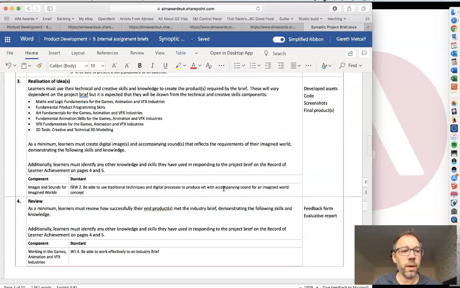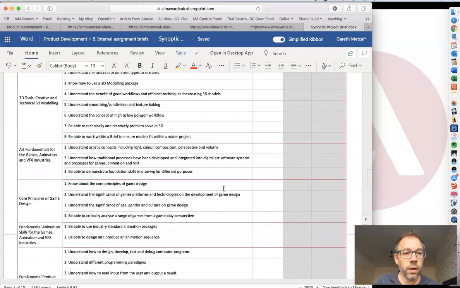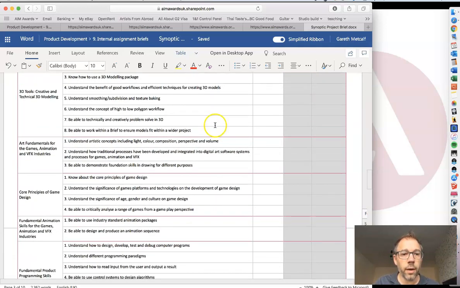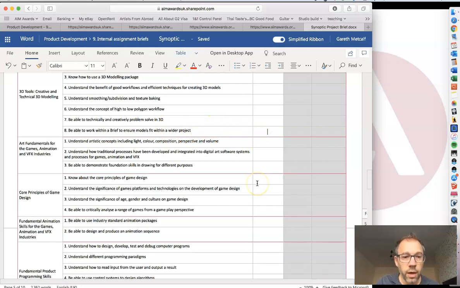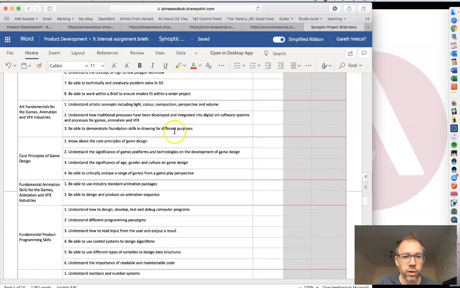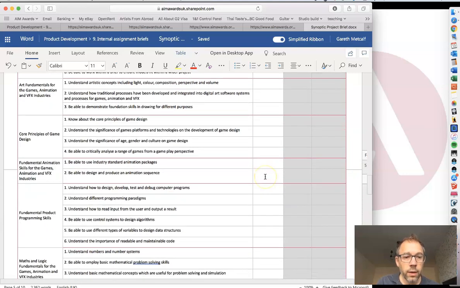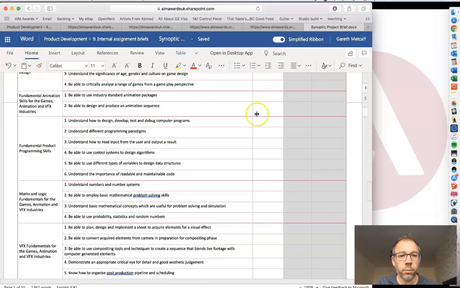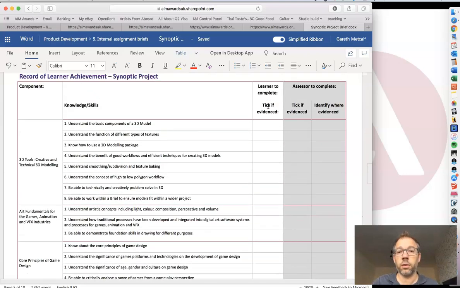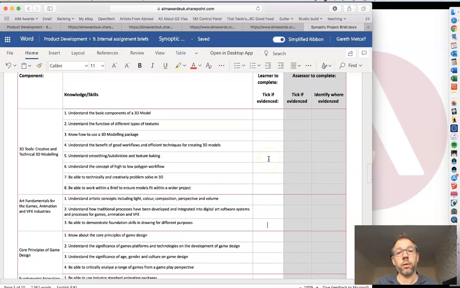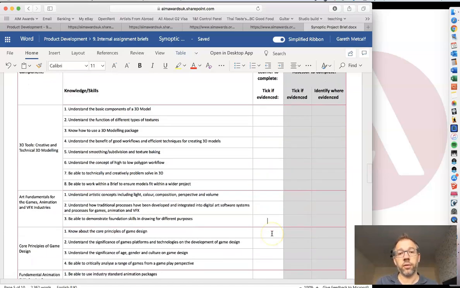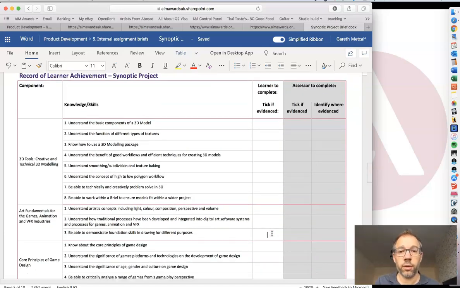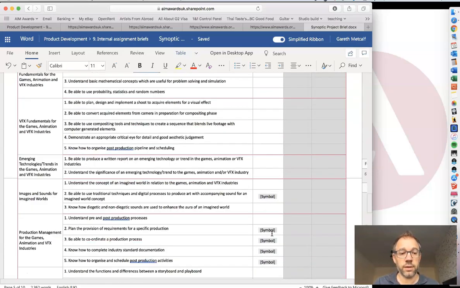But we fully expect that in realizing the idea, learners might work within a brief to ensure models fit within a wider project. They might demonstrate skills in drawing. They might design and produce an animation sequence. It all depends on the brief, of course, which is why we've left this so open. But we really think it would just be a good recognition of the skills and knowledge they've drawn on from earlier in the qualification when they tick this sheet.